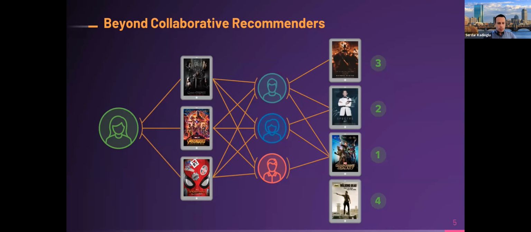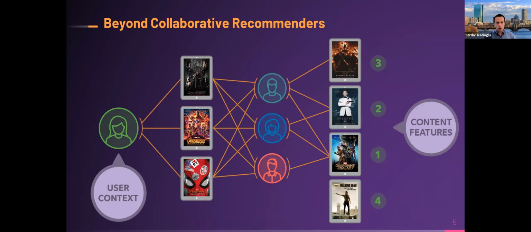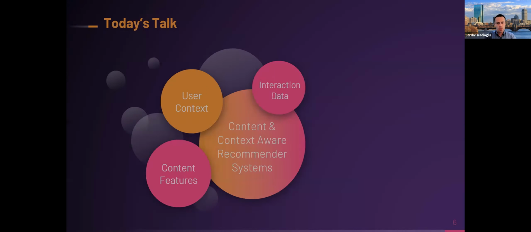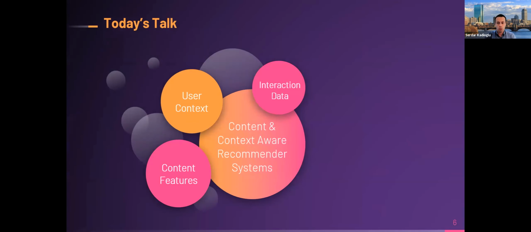If you go back to our example, you might realize that we have much more information about Jennifer herself, and that is the user context. And likewise, we know a lot about these movies themselves, and that is the content features. So when we go beyond these classical recommender systems, we have more advanced algorithms that are content and context aware. The challenge is how these systems understand and make sense of this enriched content and context information. And that's exactly the topic of my talk today.